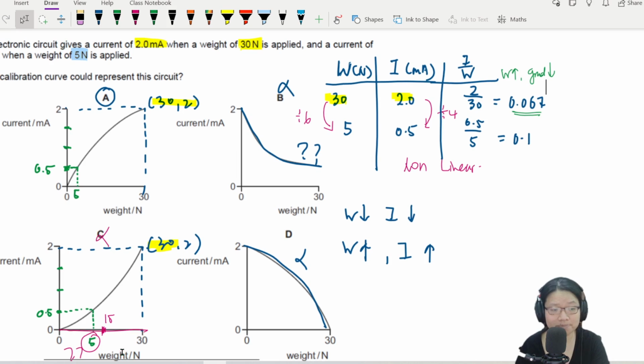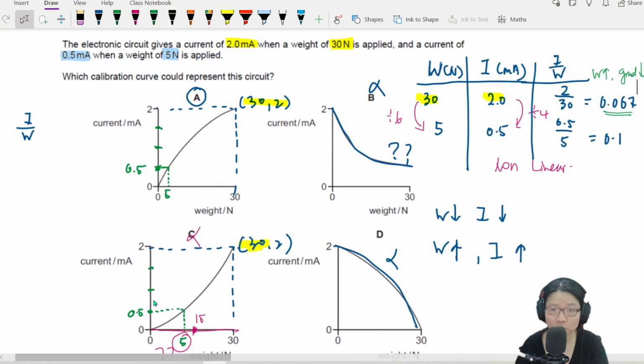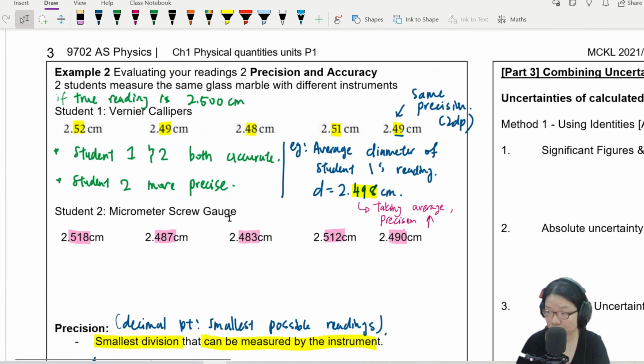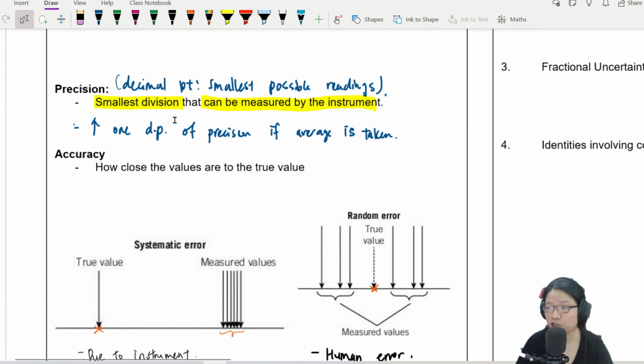You need to try out some. Okay, so what did we learn today in this video? We learned the difference between precision and accuracy. Precision is the smallest division that can be measured by your instrument. We can sometimes increase 1 decimal point if we take average. Accuracy is how close the values that you measure are to the true value. A good data should be precise and accurate and should have very little error.